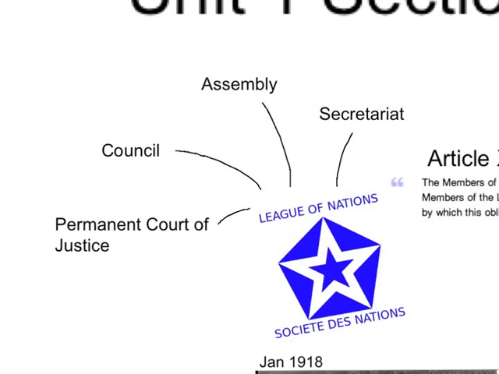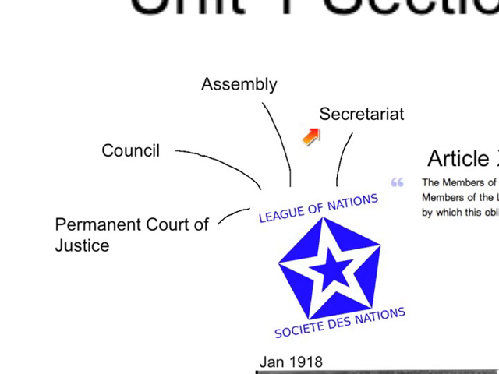So another section we've got as well is the Permanent Court of Justice. Now, you've got 15 judges. It's held at The Hague in the Netherlands. There's actually still an international justice court there. And this could make a legal decision about a dispute going on between countries to try and resolve it without the need for war. But actually, it couldn't force countries to follow its decision. It had no power to do that.